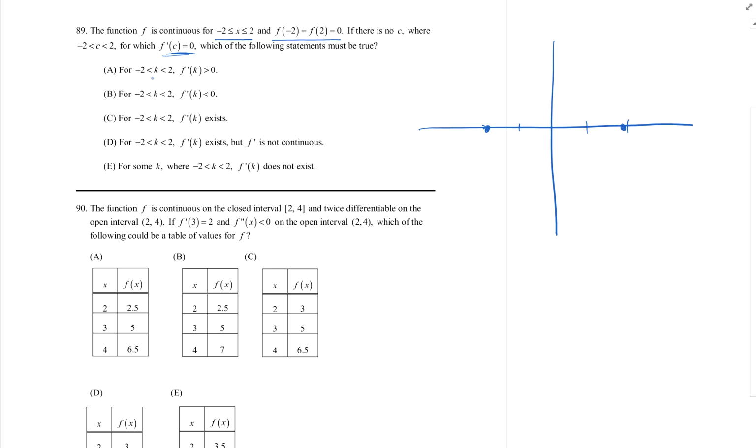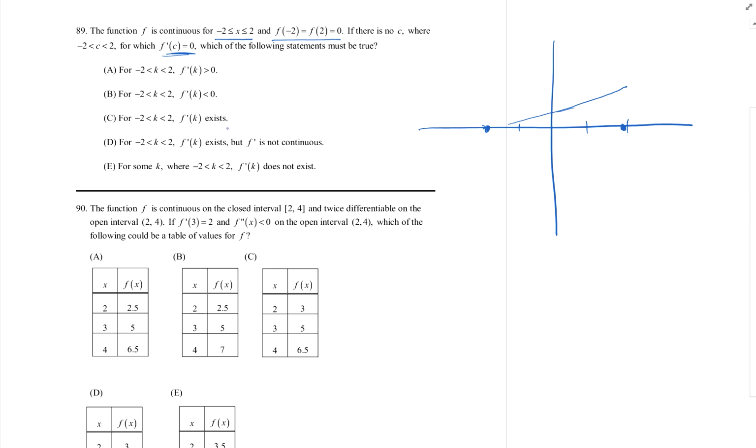Well, let's see what the choices are. For k between 2 and 2, f of k is always positive. But that means it's always increasing. But then it doesn't drop down to here. So that doesn't make sense.